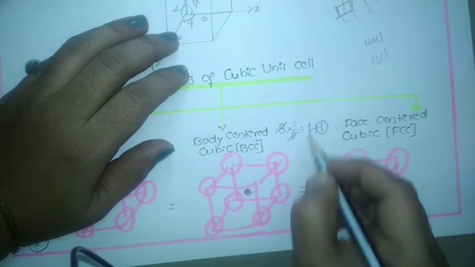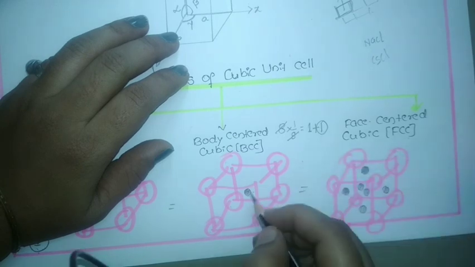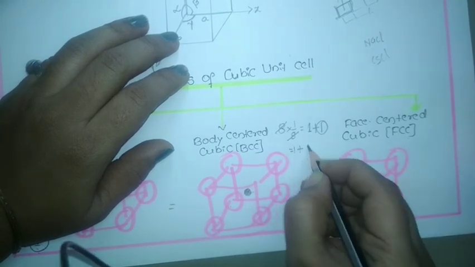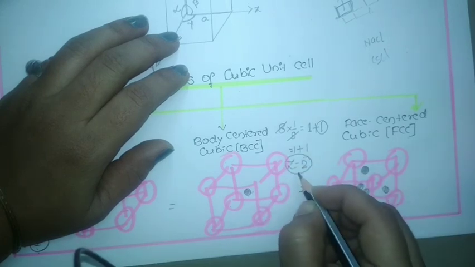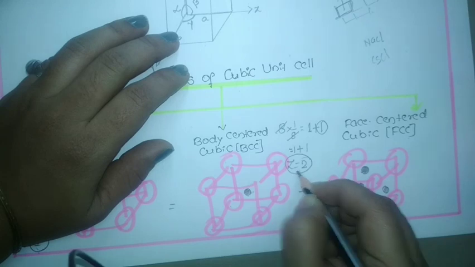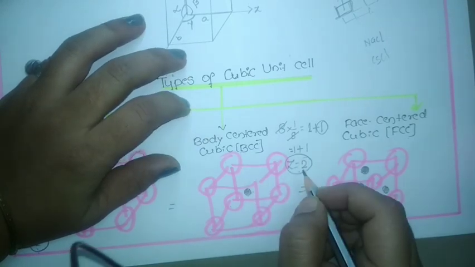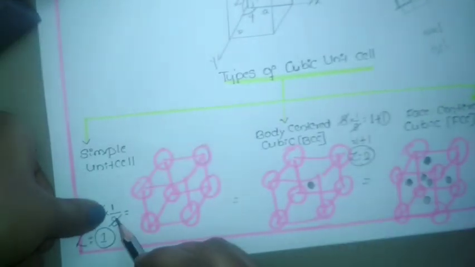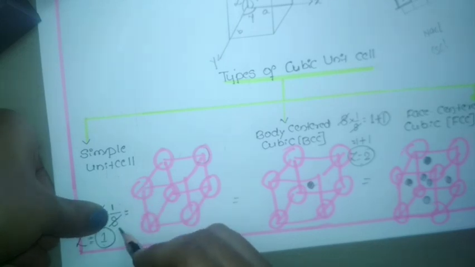So 1 atom from the 8 corners, and 1 atom at the body center. So totally how many atoms are there? 1 plus 1. So the Z value for the body centered is 2. So the number of atoms in BCC is 2, or the rank of BCC is 2. Here the question might appear in a competitive exam: what is the contribution in case of a simple unit cell? This is 1/8 contribution.